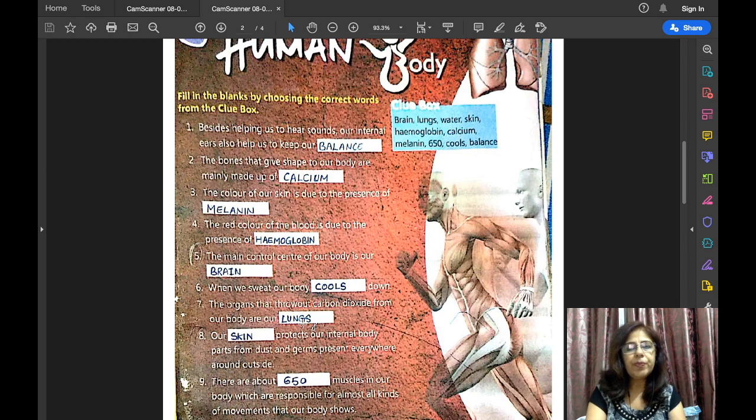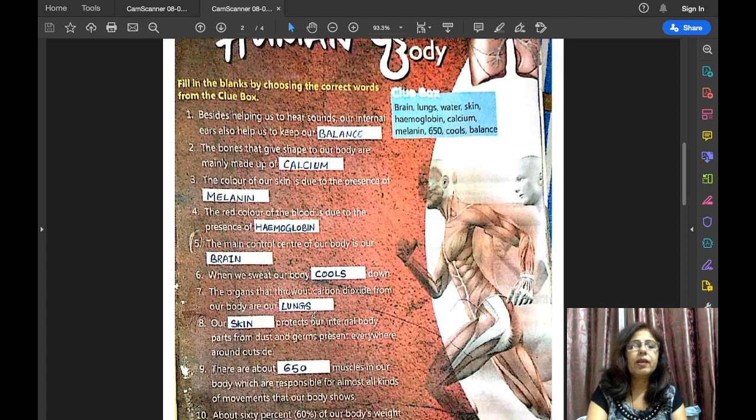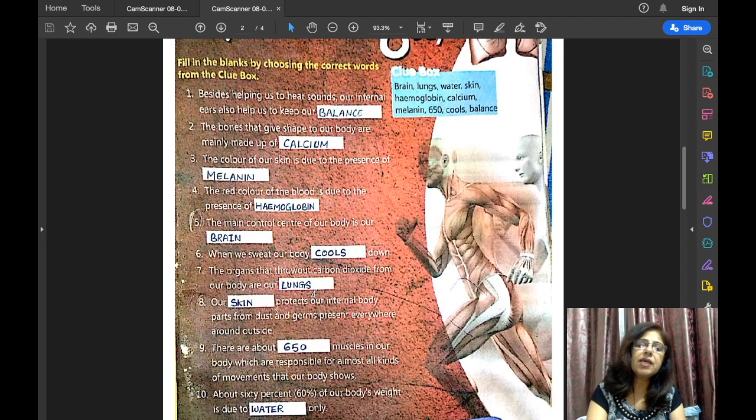As you know, we breathe in oxygen and we breathe out carbon dioxide. So the organs that throw out carbon dioxide from our body are lungs. Number 8, our skin protects our internal body parts from dust and germs present everywhere around outside.